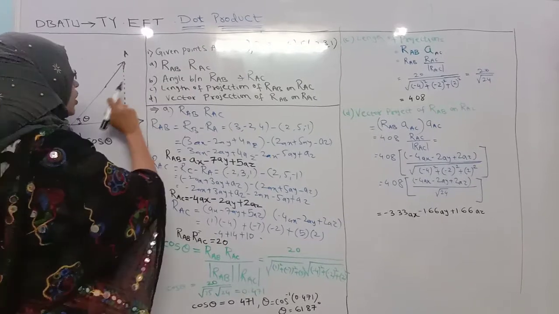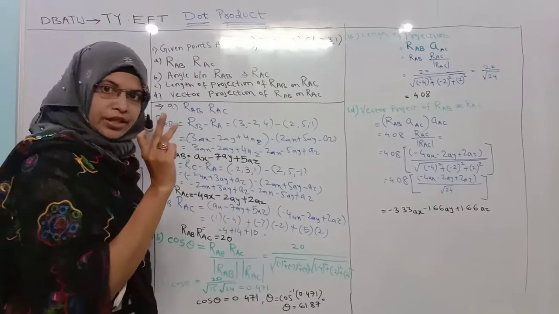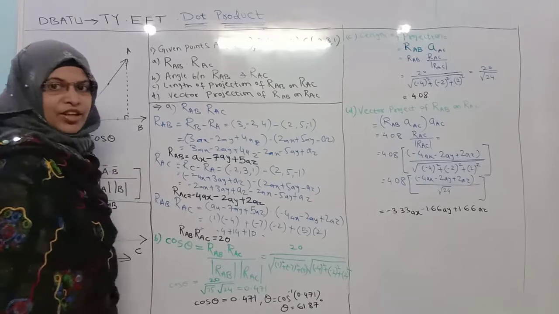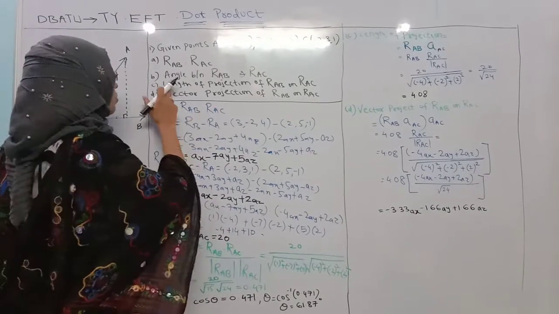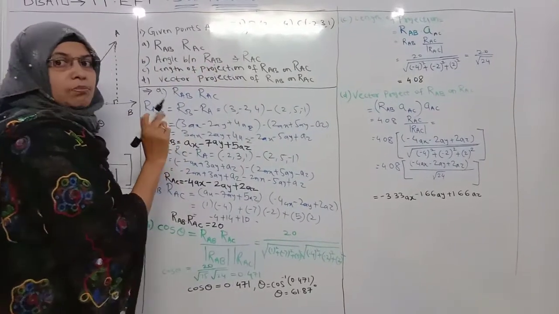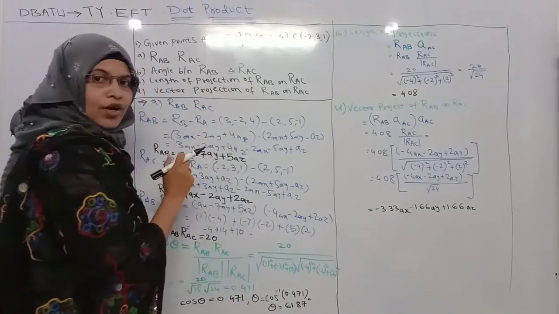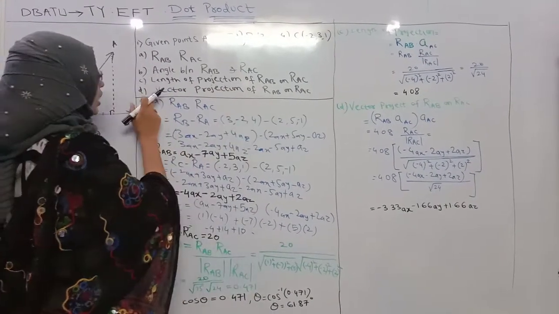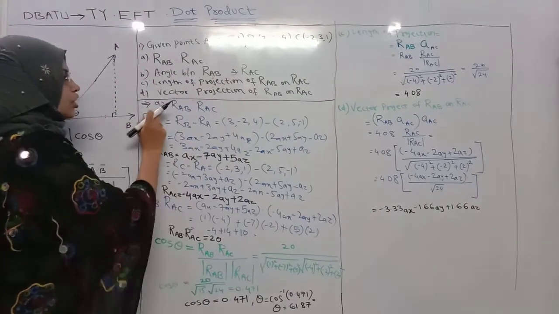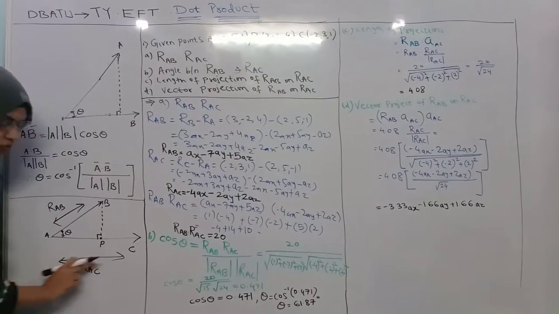If you observe this figure and these points, three vectors are mentioned in the numerical, but in this figure you will be able to observe only two vectors. We will see how that is possible. Second, what you need to calculate is the angle between R_AB and R_AC by using the dot product. Third, the length of the projection of R_AB on R_AC, and the last, the vector projection of R_AB on R_AC. What is the length of the projection and what is meant by the vector projection? That can be understood with the help of this figure.